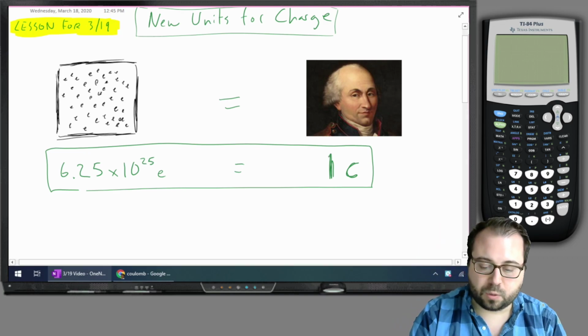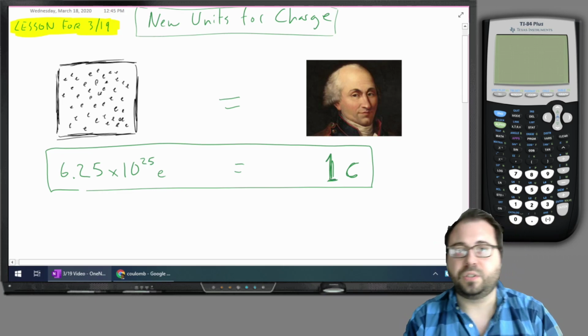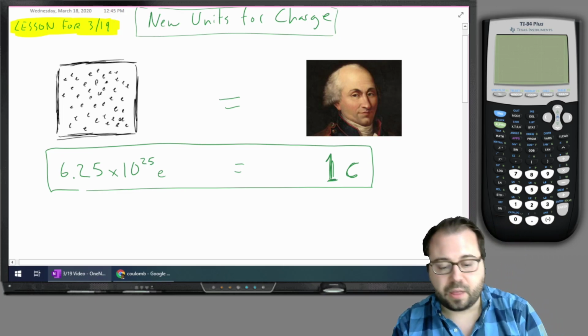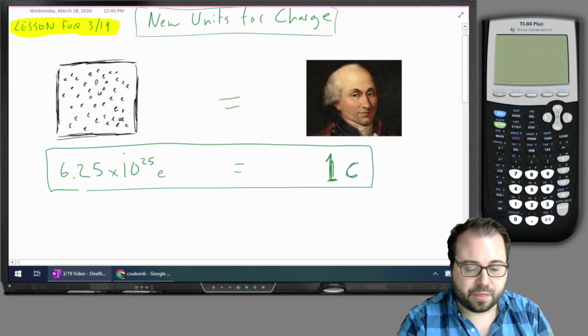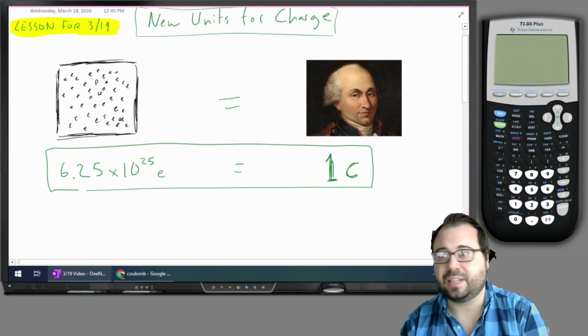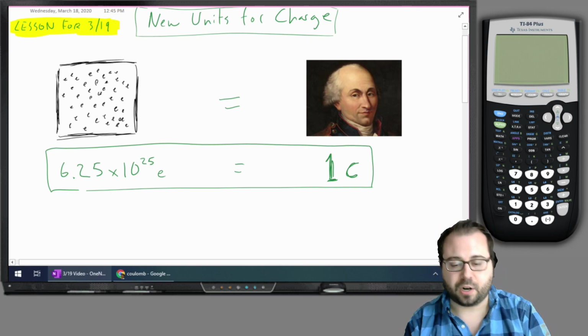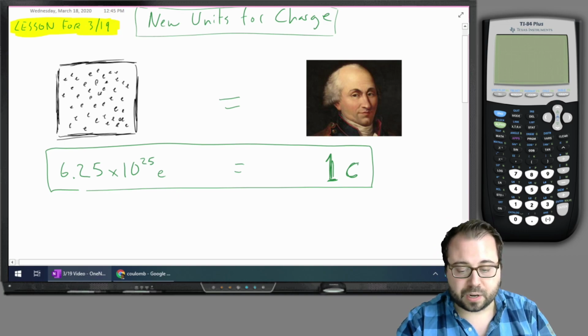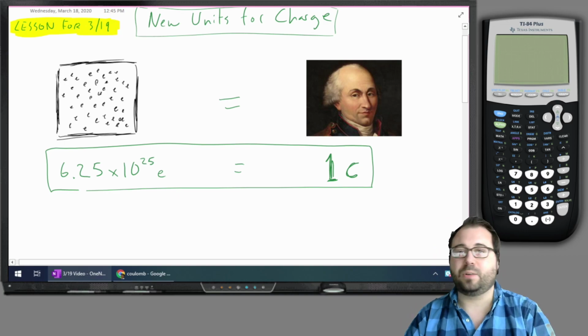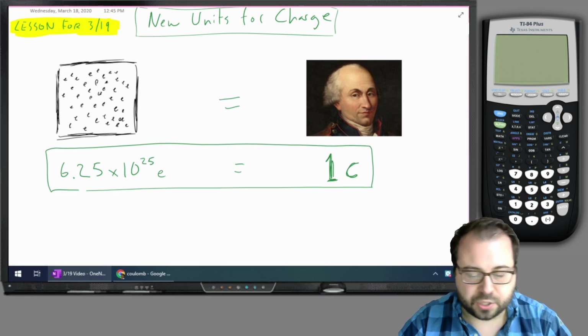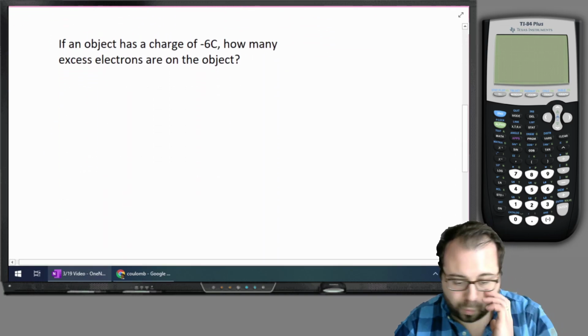So some of the work that we're going to do in this unit as we kind of move forward, we're going to be using this number because it's electrons. That's what makes sense to us when talking about charge. And we're going to be using this number because that's how we're going to have the charge on real life objects. So let's look at this quick example.